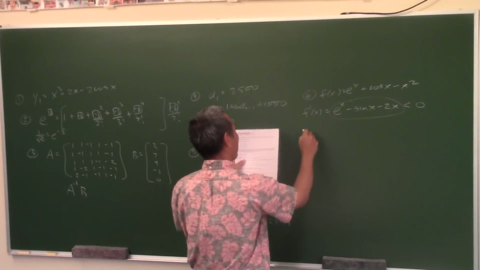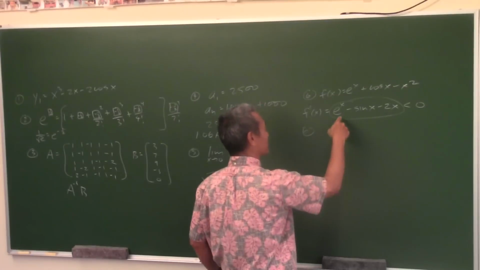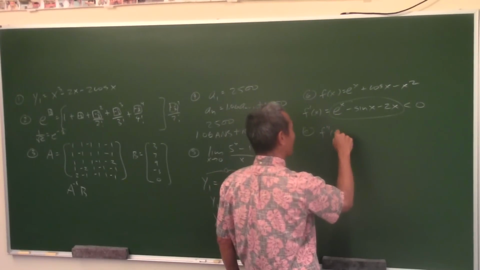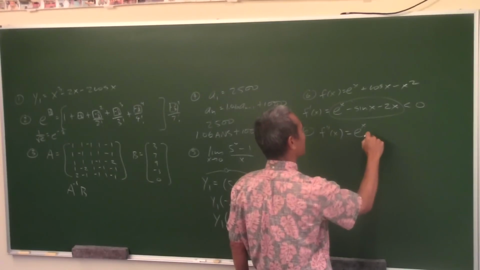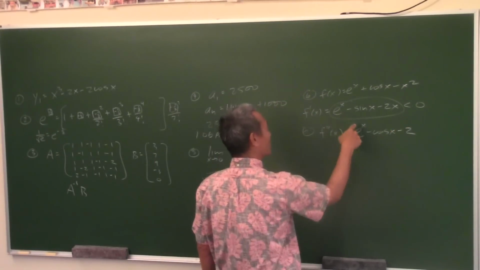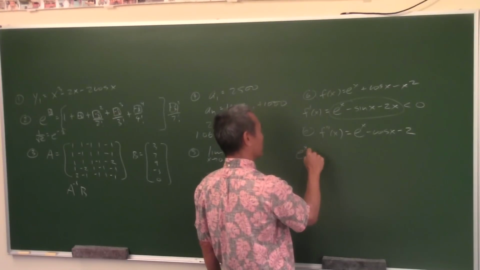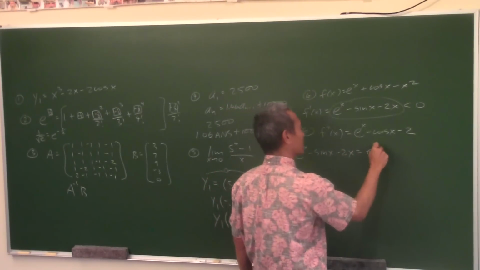Part B. When is the first derivative equal to the second derivative? Well, if this is the first derivative, now we need to compute the second derivative, which is going to be e to the x minus cosine x minus 2. So when will these two be equal?